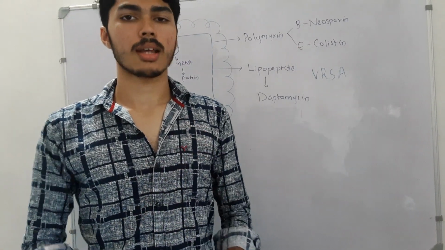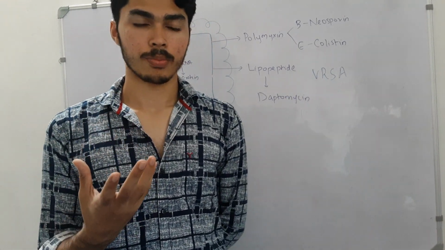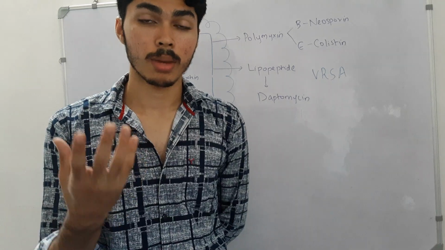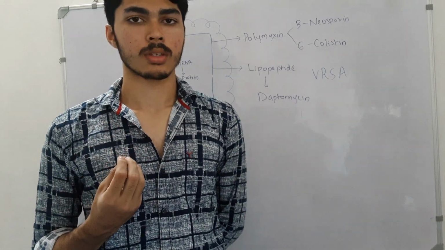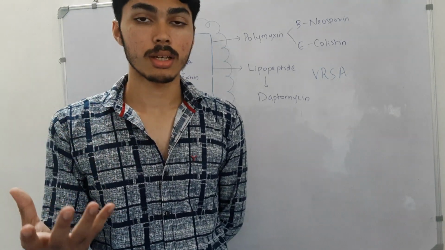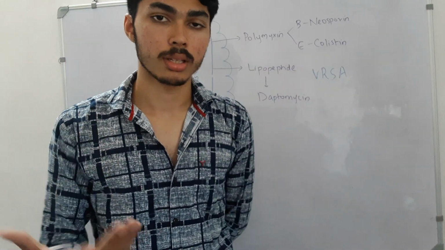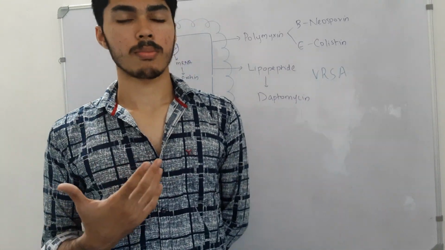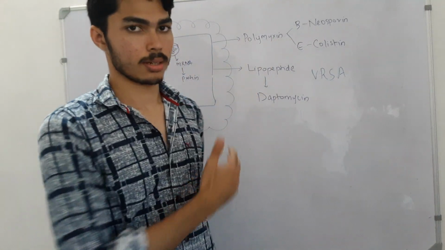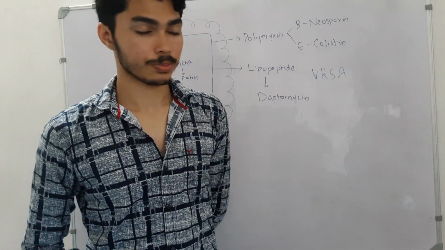The drugs that are acting on the cell membrane will kill the bacteria. So, they belong to the bactericidal class. The cell membrane is a phospholipid bilayer. So the drugs which are acting upon the cell membrane are polymyxin, which is one group, and another group is lipopeptide.